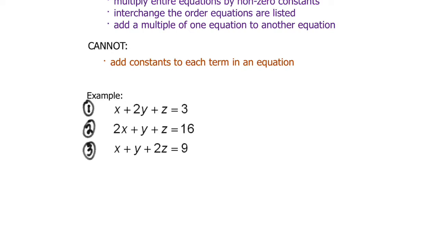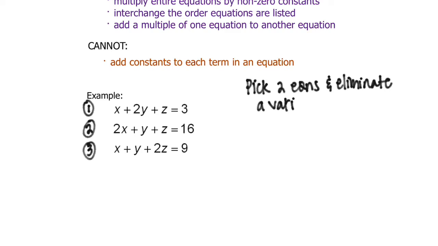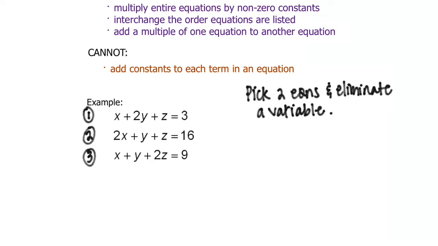My goal is to pick two equations and eliminate a variable. So we want to eliminate one of the variables. Do I want to eliminate x, do I want to eliminate y, or do I want to eliminate z? Well, I'm going to take equation 2 and 3, just so that I can show you that I can interchange the order of equations, I can pick in any order that I want to.